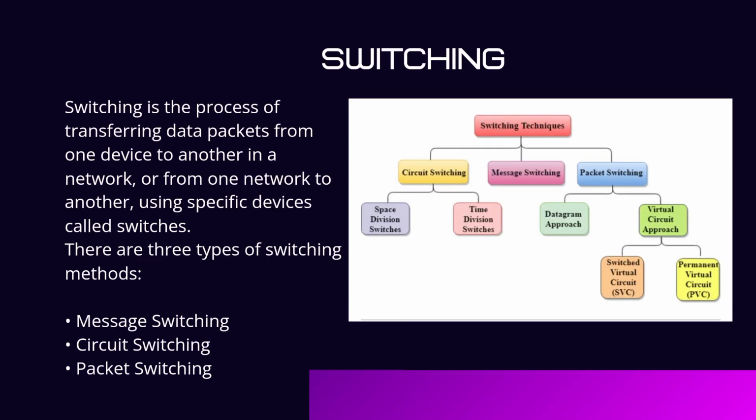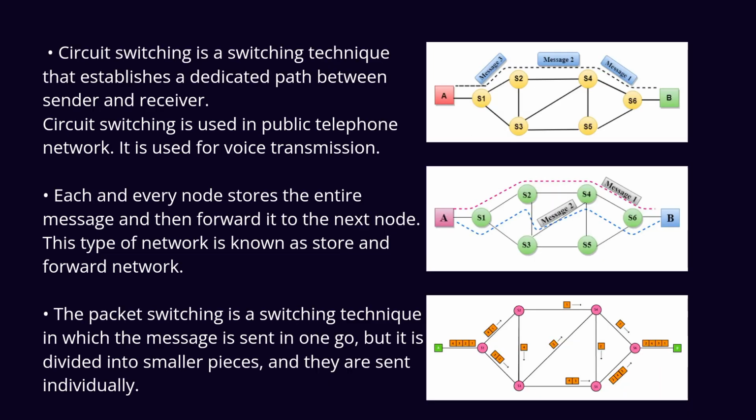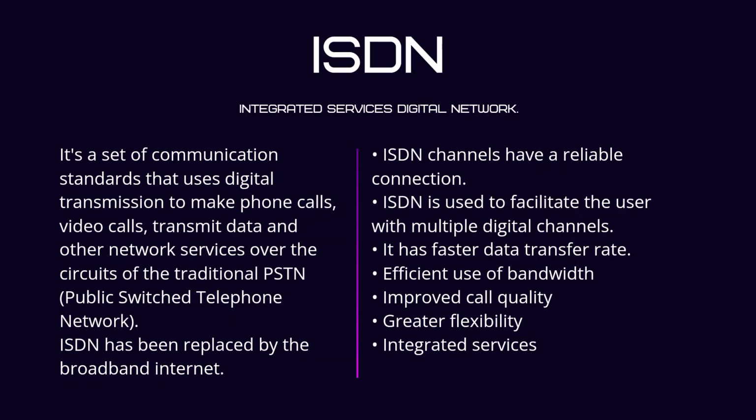Now the next topic is switching. Switching is the process of transferring data packets from one device to another in a network or from one network to another using specific devices called switches. There are three types of switching methods: message switching, circuit switching and the third one is packet switching.